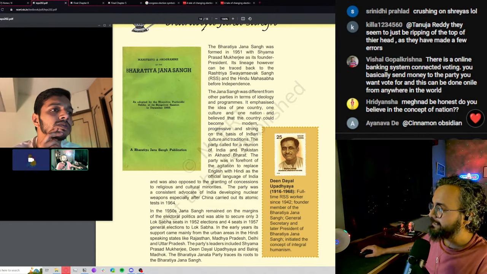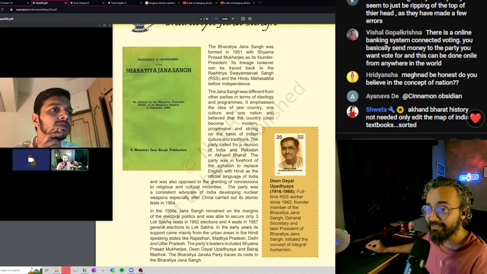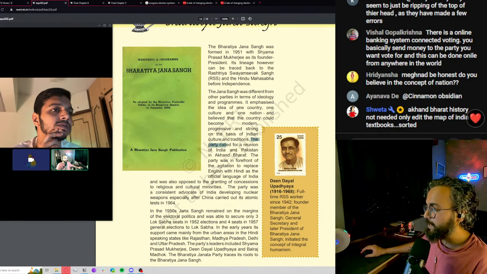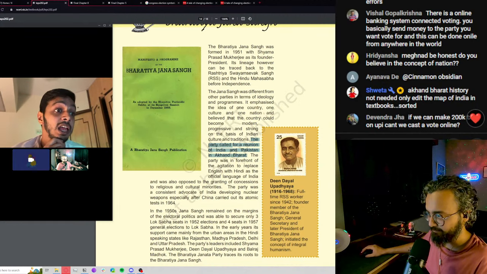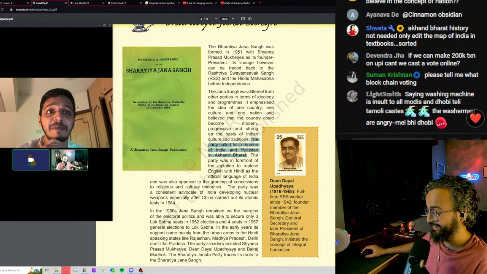Ooh, this is interesting. One country, one culture, and one nation. Where else have we heard this? The party called for a reunion of India and Pakistan in Akhand Bharat. That's a very interesting way of putting it. Reunion of India and Pakistan.